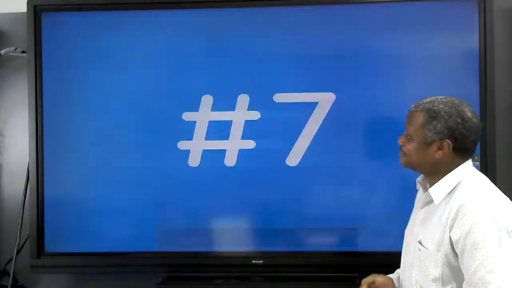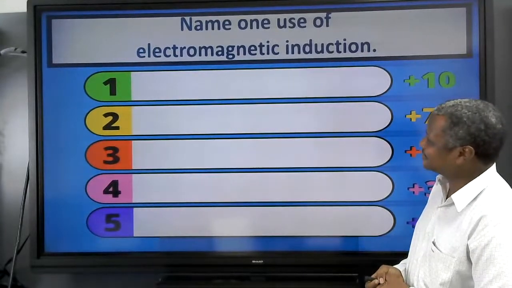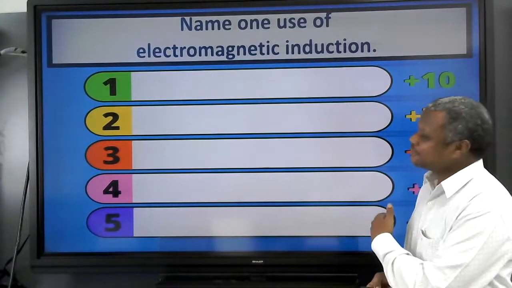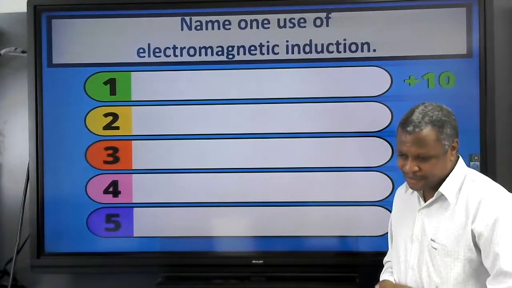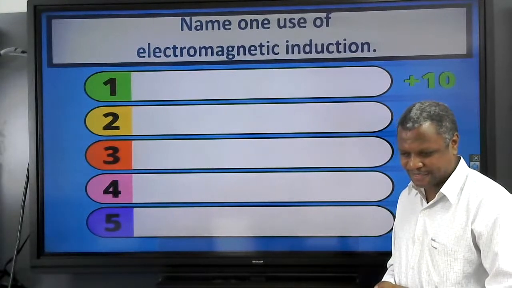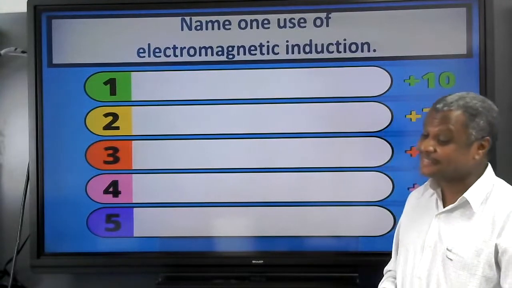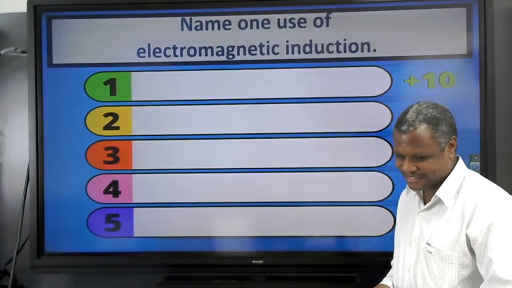The next question we have is question number 7. Question number 7. Name one use of electromagnetic induction. Name one use of electromagnetic induction. Now, this one, I think, was the last poster we did before we went for the break. Electric train, that's correct. Key card, 3 room 8, correct. 3 room 1, number 43, electromagnetic stove, perfect, correct. Maglev train, that's correct.